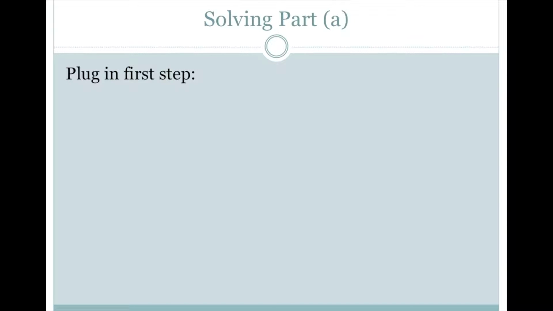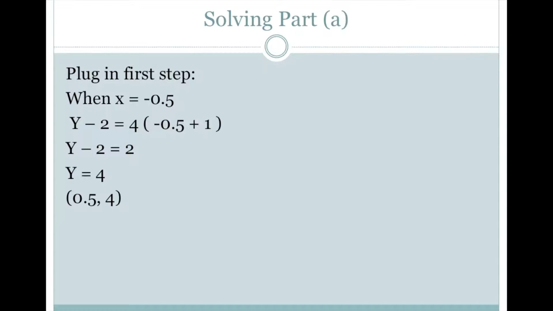Next, we need to plug in our first step. To go from negative 1 to 0 in 2 steps, we need to go up 0.5 each time. So our first step is going to be when x is equal to negative 0.5. When x is equal to negative 0.5, we get that our y value is equal to 4. Therefore, we found that f of negative 0.5 is equal to 4.